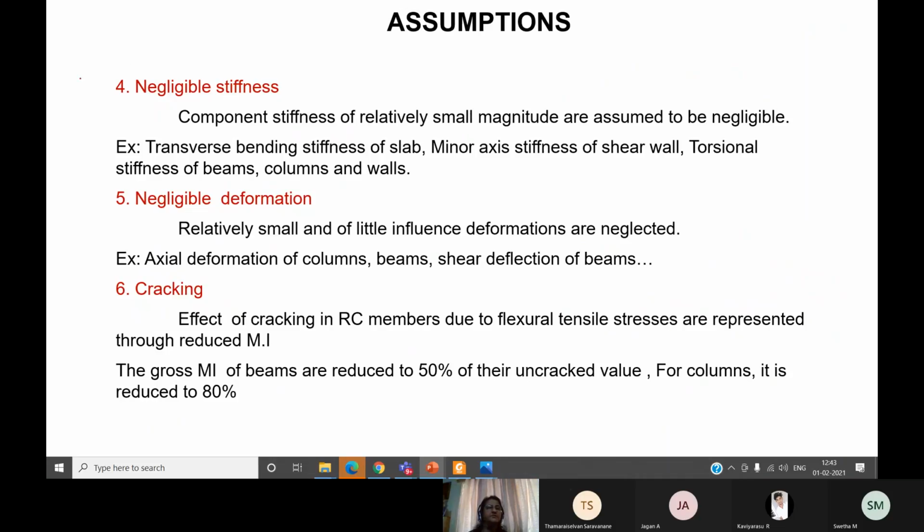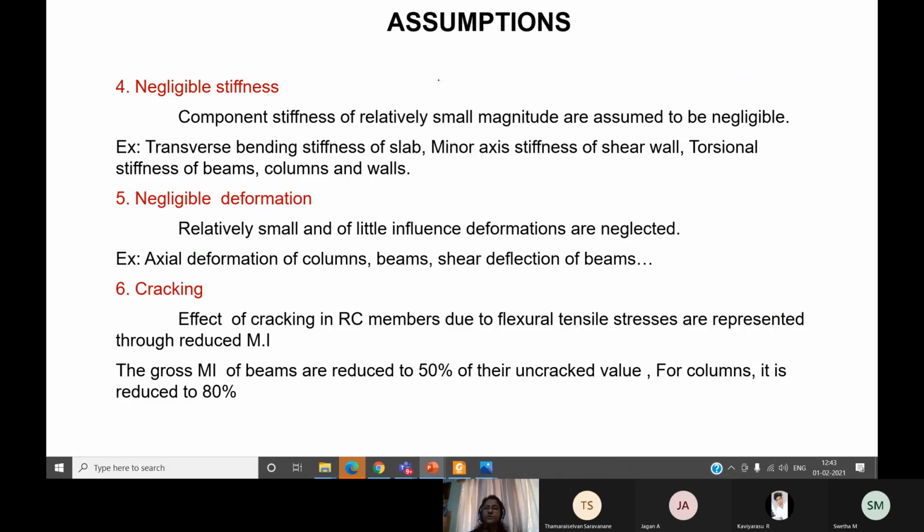Okay. So the fourth assumption is negligible stiffness. That means the component stiffness of relatively small magnitude are assumed to be negligible. Like the transverse bending stiffness of slab, minor axis stiffness of shear wall, torsional stiffness of beam, columns and walls. All such negligible magnitude are not considered during the analysis.